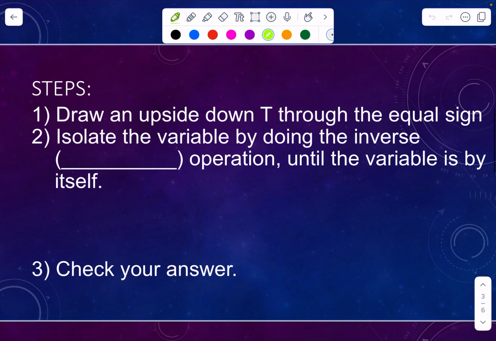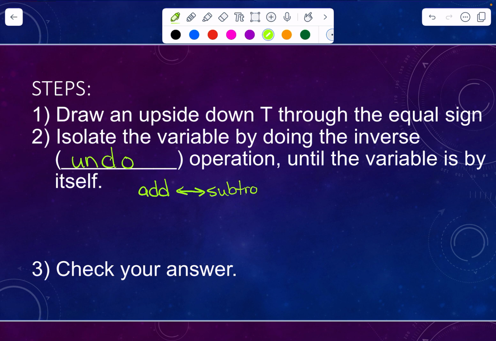Now, what are we going to work on? Well, we're still going to draw an upside down capital T through the equal sign. We're going to isolate the variable by doing the inverse, which means to undo the operation until the variable is by itself. Remember our inverse operations: addition and subtraction will undo each other, and multiplication and division will undo each other. And our goal when we are done, we are not done until it says x equals. There cannot be anything on the side with x.